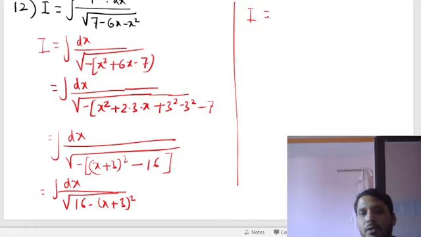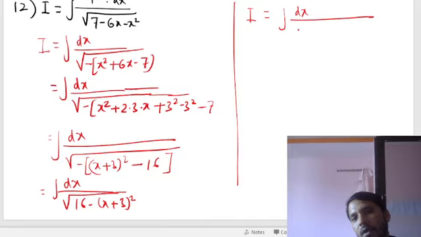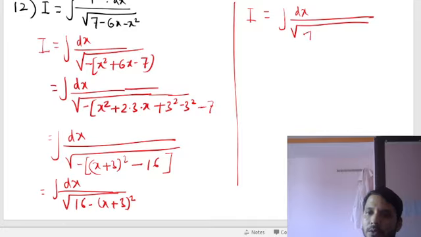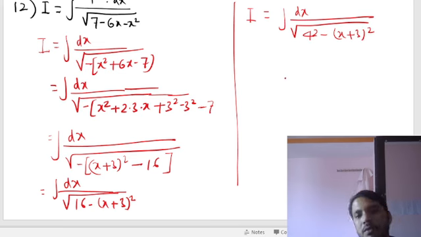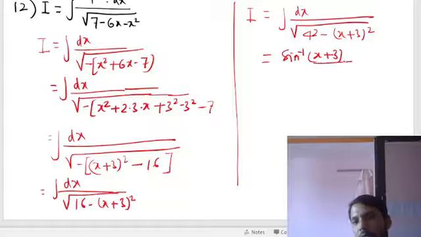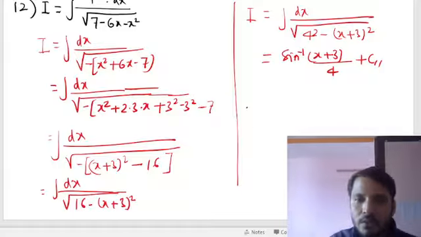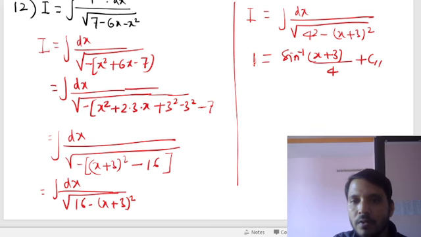That means I equal to, one more step, we can write this is equal to what? Integration of dx divided by under root of a square, a square means 4 square. 16 can be written as 4 square, and this x plus 3 as it is. Coefficient of x we can see it is 1, so there is no problem. We can directly apply the formula 1 upon under root of a square minus x square, it will become sin inverse x by a. Finally I is equal to sin inverse of (x plus 3) by 4, and here plus c, right? So this is the answer of question number 12, final answer.